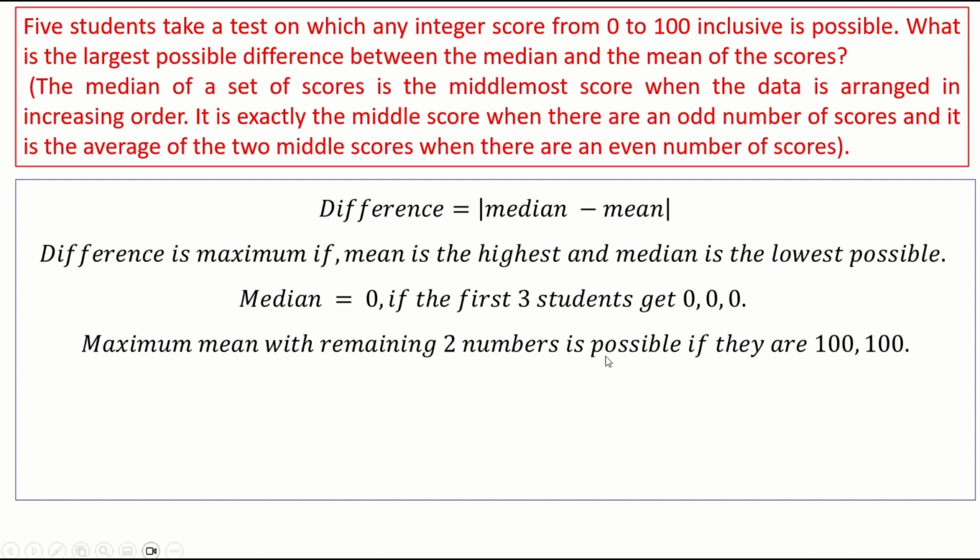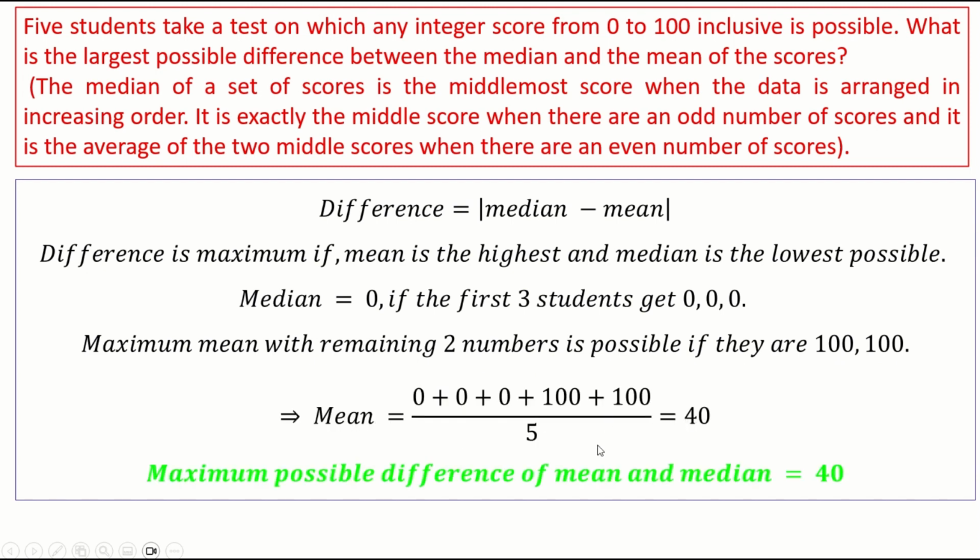So with the remaining 2 numbers should be maximum. So the possible values are 100 and 100. So the scores are 0, 0, 0, 100, 100. Then the mean is 40. So the median minus mean difference is also 40 basically. Hope this is easy, right? Next.